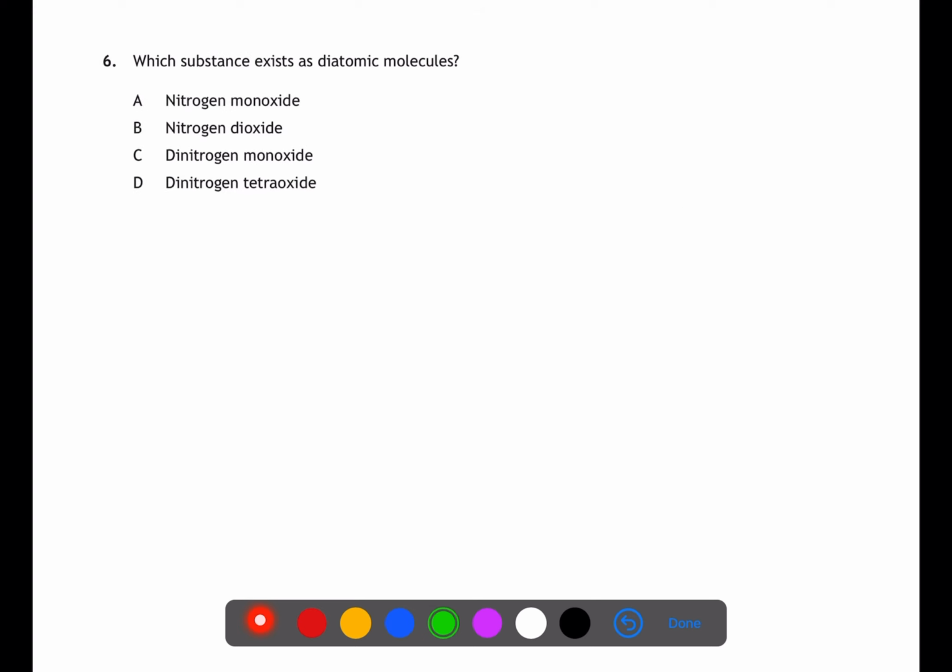Question 6 is asking which substance exists as a diatomic molecule. Diatomic molecules contain 2 atoms. Let's look at each of the formulae. Nitrogen monoxide is NO, nitrogen dioxide is NO2, dinitrogen monoxide is N2O, and dinitrogen tetroxide is N2O4. Therefore, A is the answer as it contains 2 atoms.